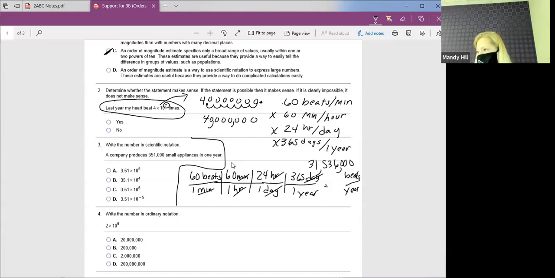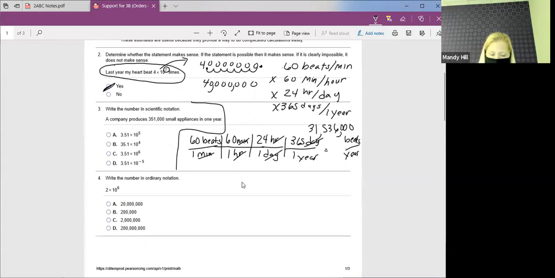I think that's kind of reasonable to me, especially if somebody's heart beats a little bit better. But 40 and 31, you want to look at the first two, 40 and 31 in the same place. Yeah, that's okay. That's a reasonable estimate. Okay. So, oh yeah, absolutely. So write the number in scientific notation.